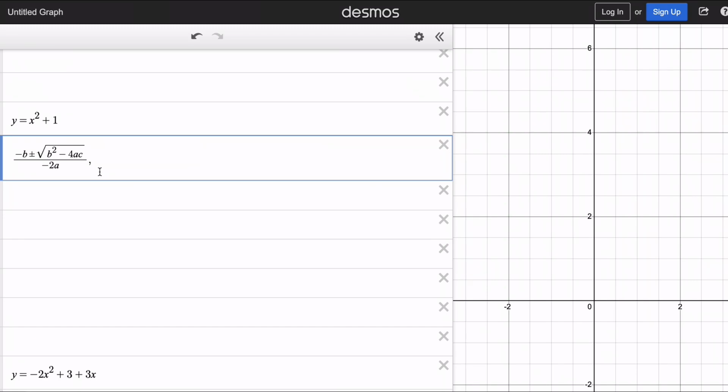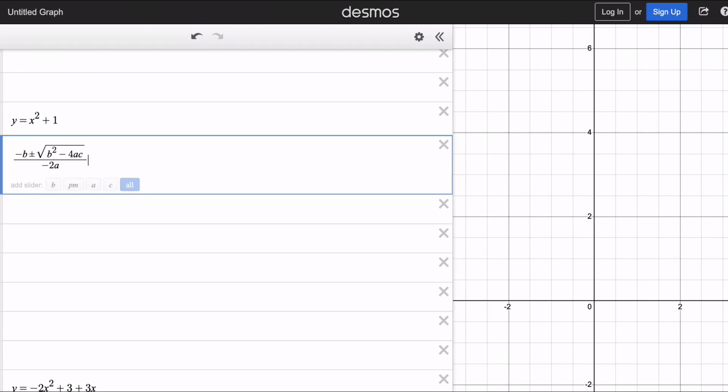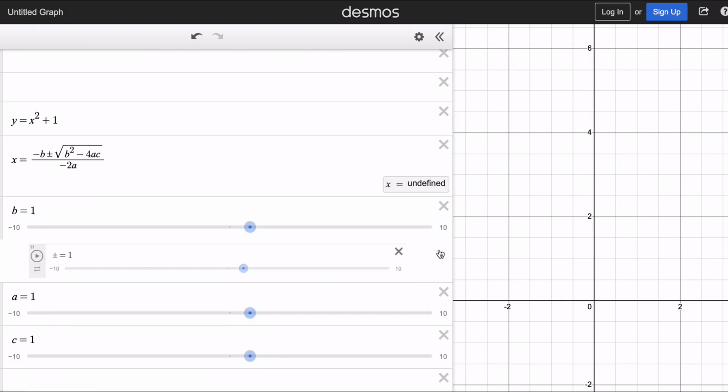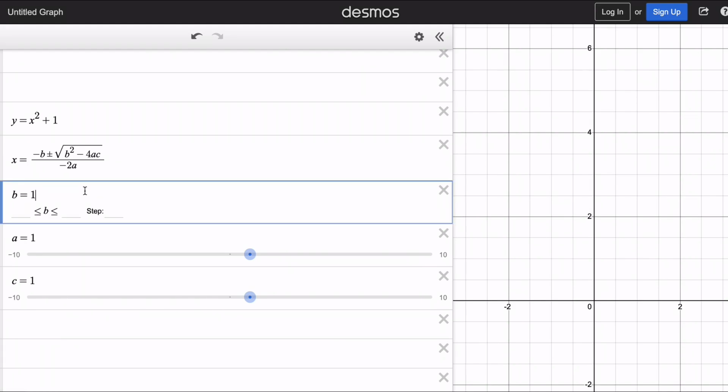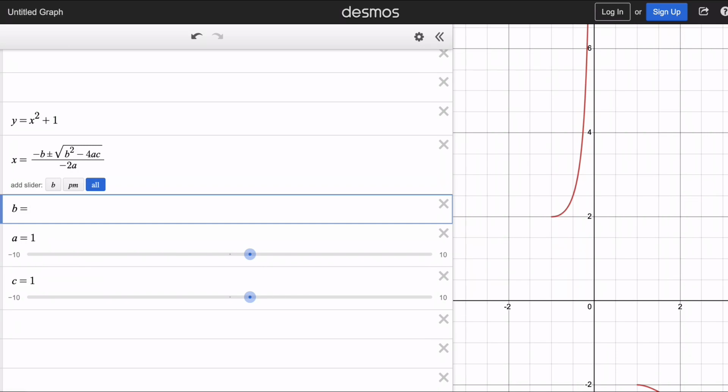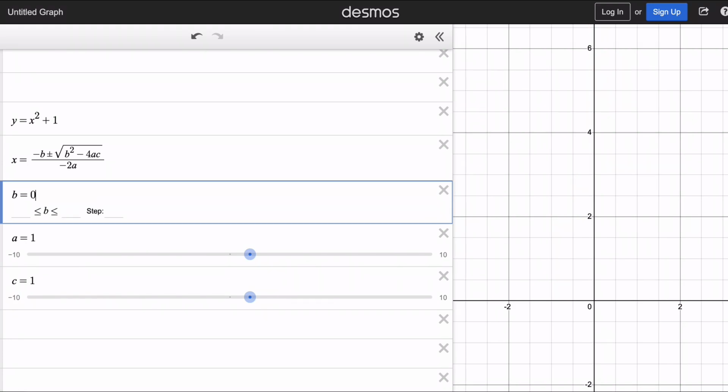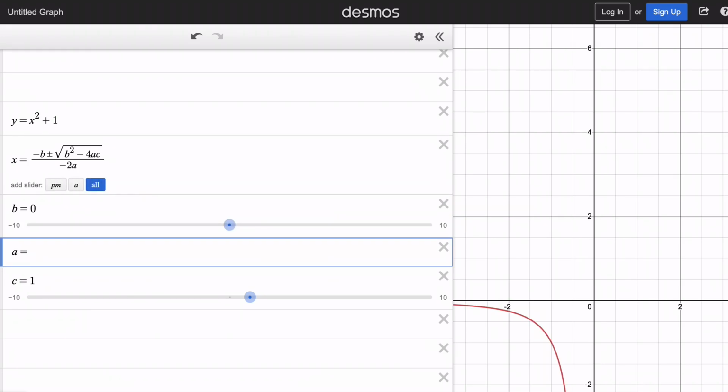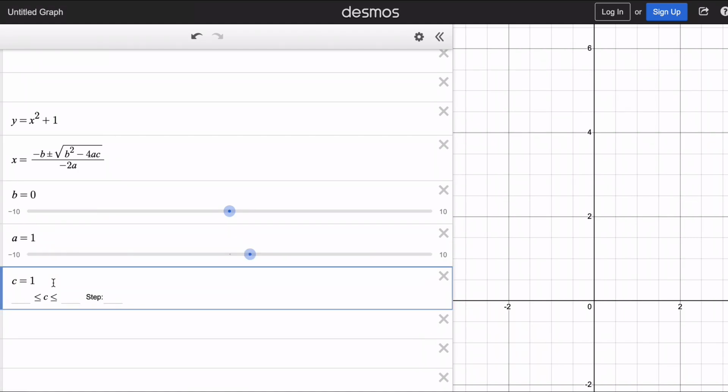For this one, the x must be, and delete this one. Here we can see that there's no b, and there's no primary term coefficient. Let me just say there's no b. Okay, there's no b. And a is 1, right? And c is also 1.